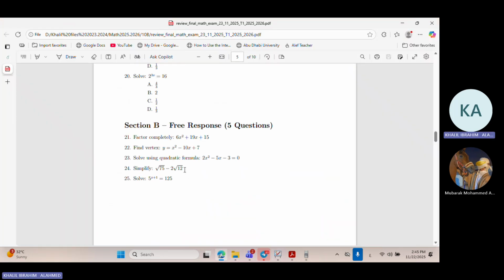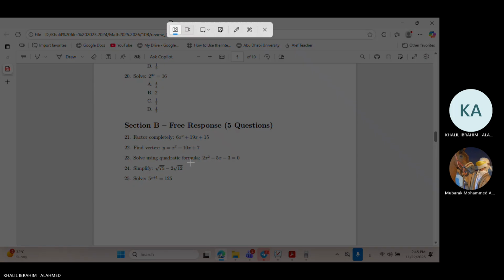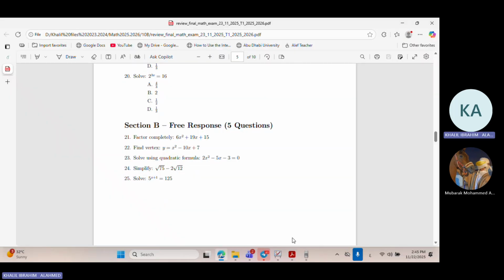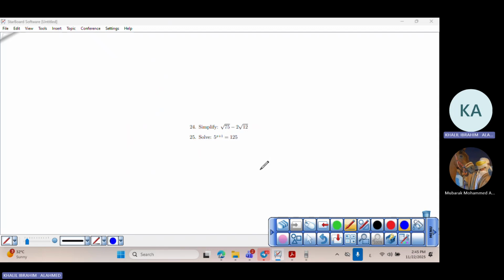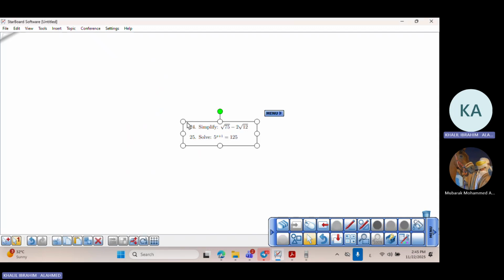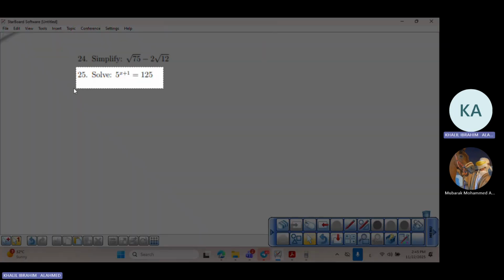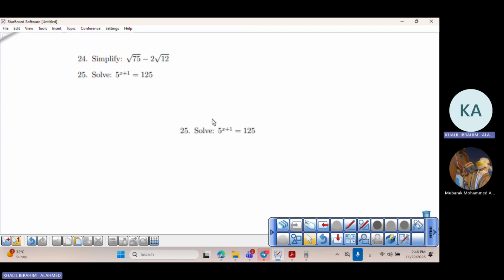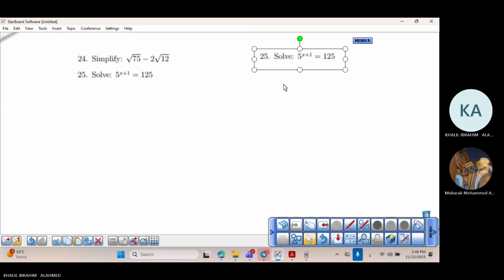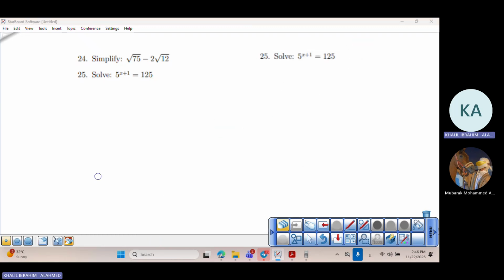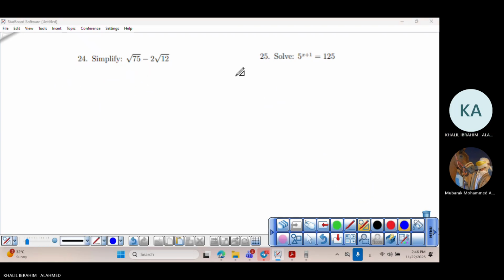Question 24 and 25, I will put them in the same slide here, and separate between them. Okay, let's start to solve this.